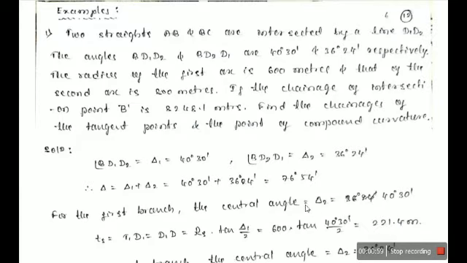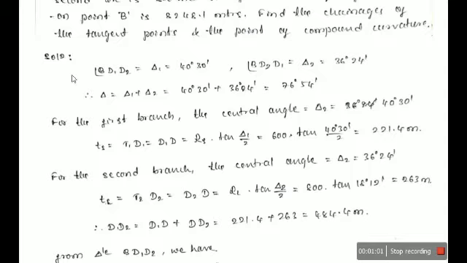So let's start the solution for this one. First, write down the given data: angle BD1D2, that is delta 1, is equal to 40 degrees 30 minutes, and delta 2, that is angle BD2D1, is 36 degrees 24 minutes. Adding these, we get the total deflection angle. So delta is equal to delta 1 plus delta 2, which gives 76 degrees 54 minutes.